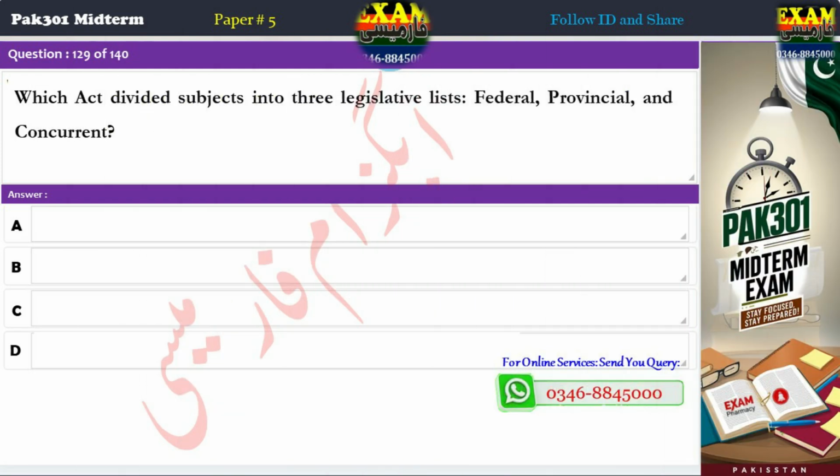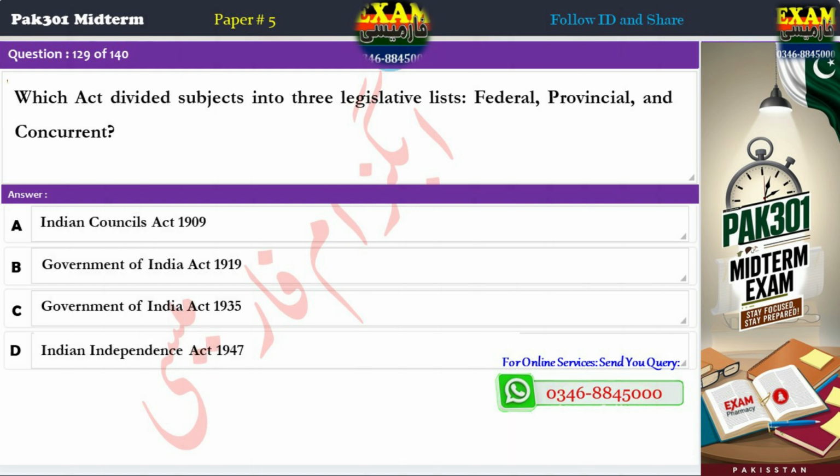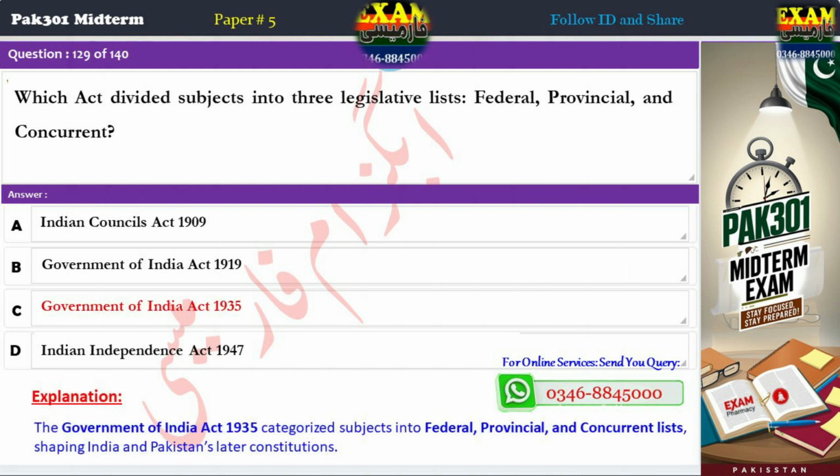Question 129. Which act divided subjects into 3 legislative lists? Federal, provincial, and concurrent. A. Indian Councils Act, 1909. B. Government of India Act 1919. C. Government of India Act 1935. D. Indian Independence Act, 1947. Correct answer. C. Explanation. The Government of India Act 1935 categorized subjects into federal, provincial, and concurrent lists, shaping India and Pakistan's later constitutions.